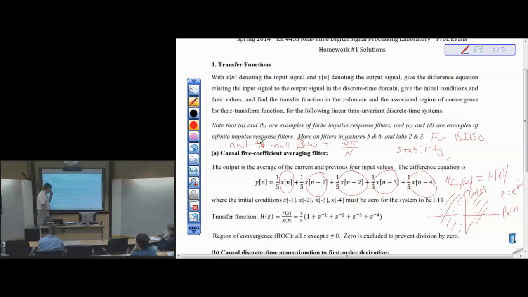Transfer function: I take the z transform of this. Wherever there's a delay by 1, I multiply by z to the minus 1. Delay by 2, multiply by z to the minus 2. So that corresponds to a delay. And so we have a polynomial in z. Again, this is more or less review. Region of convergence, you asked earlier about 0. Well, because we have 1 over z squared, and so forth, we need to exclude z equals 0 to avoid the division by 0. That's the only exclusion here. It's the whole z-plane except the origin.